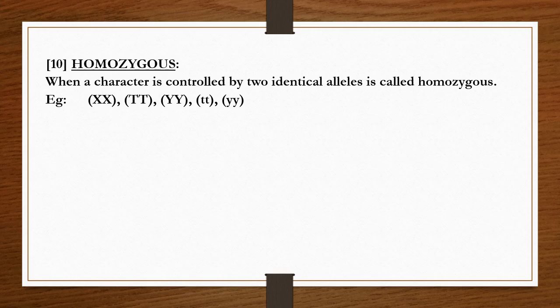Homozygous. When a character is controlled by two identical alleles, it is called homozygous. Example, capital X capital X, capital T capital T, small y small y, etc. So if a character is controlled by two identical alleles or genes, both the letters should be identical, then it is called homozygous.